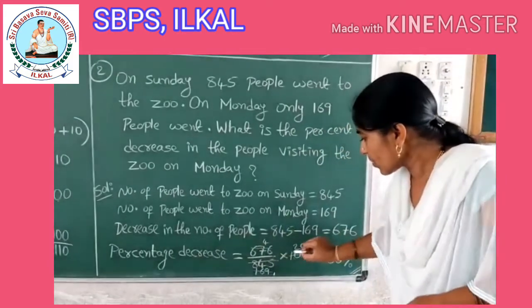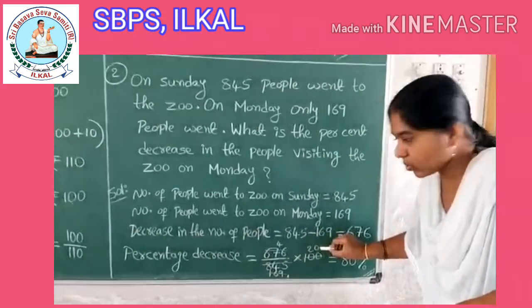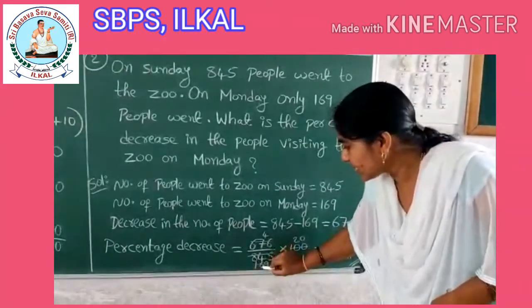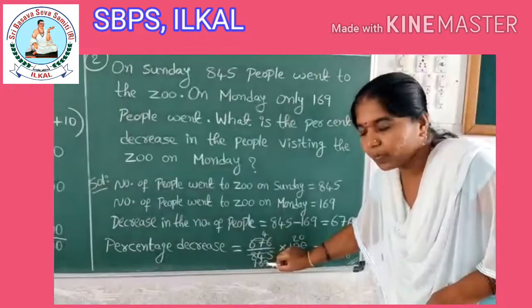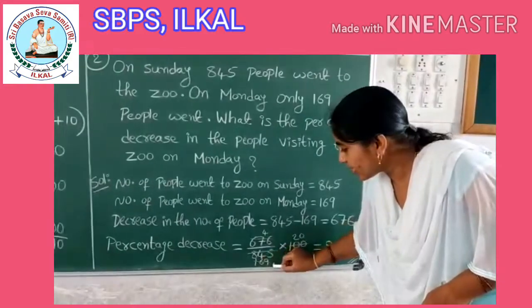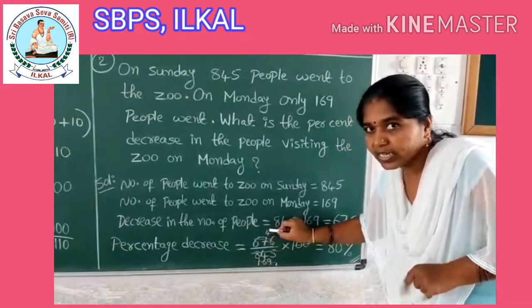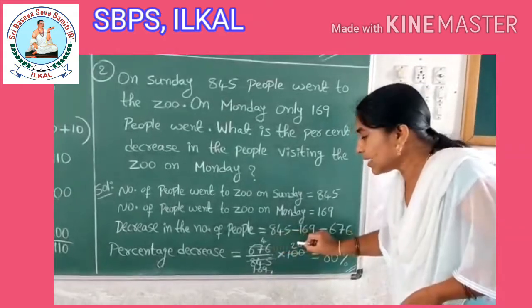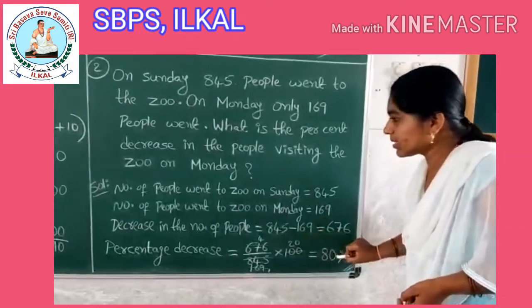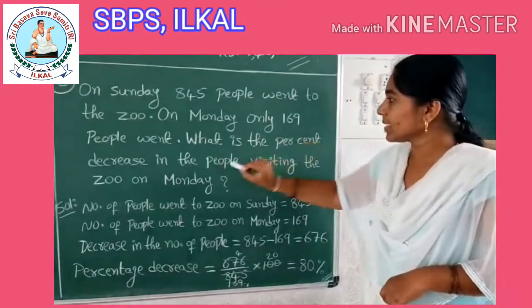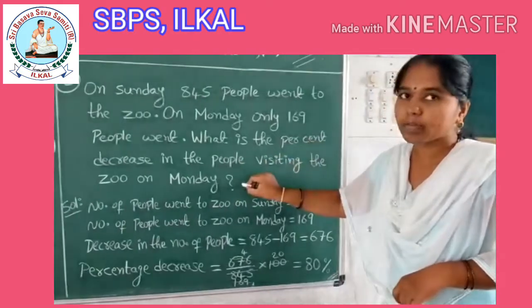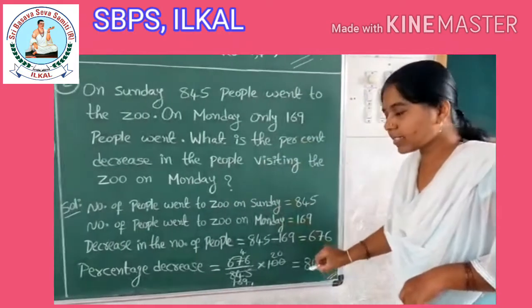Here, children, 5 2s are 10, 0. 5 1s are 5. 5 6s are 30, 5 9s are 45. And then 169, 1s are 169, 4s, I strike out. Then 4 into 20 remains, which is equal to 80%. Therefore, the percent decrease in the people visiting the zoo on Monday is equal to 80%.